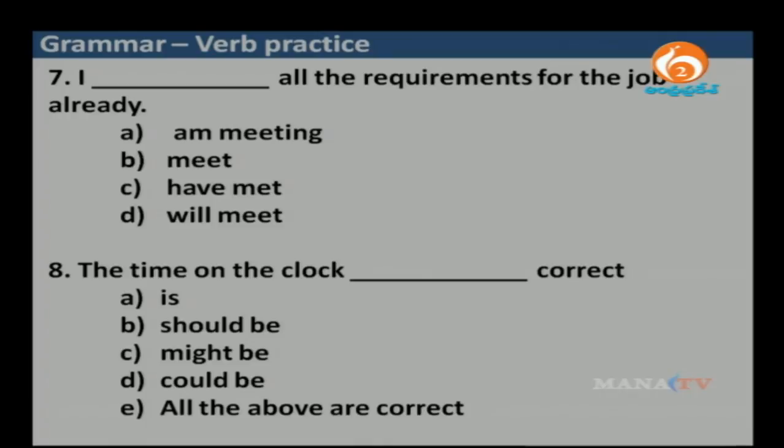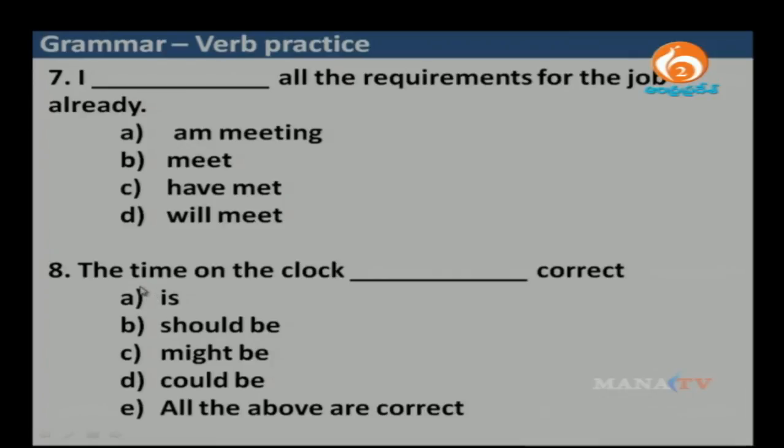Number 7. I dash all the requirements for the job already. I am meeting all the requirements. I meet all the requirements. I have met all the requirements. I will meet all the requirements. So option C is the most appropriate one. I have met all the requirements for the job already, because already means it's past tense. So will is not a perfect answer because this is future tense.